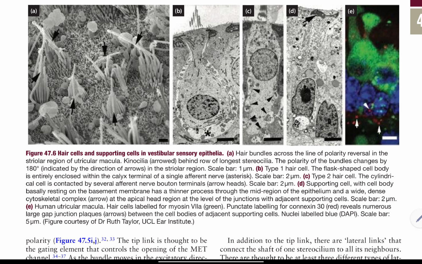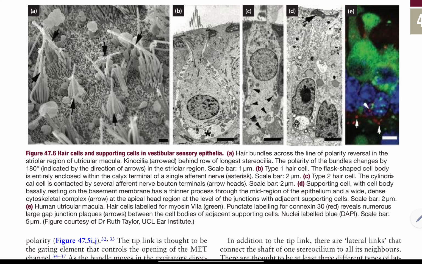Figure 47.6, hair cells and supporting cells in vestibular sensory epithelia. A. Hair bundles across the line of polarity, reversal in the striolar region of utricular macula, kinocilia arrowed behind row of longest stereocilia. The polarity of the bundles changes by 180 degrees, indicated by the direction of arrows in the striolar region. Scale bar 1 μm.